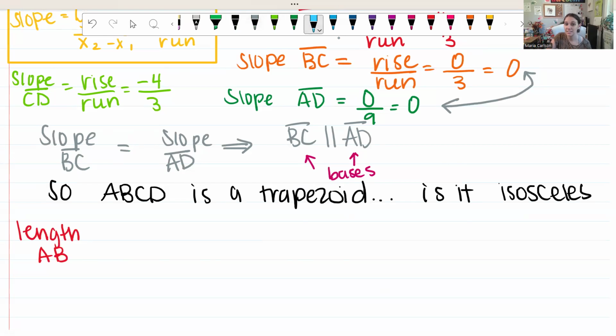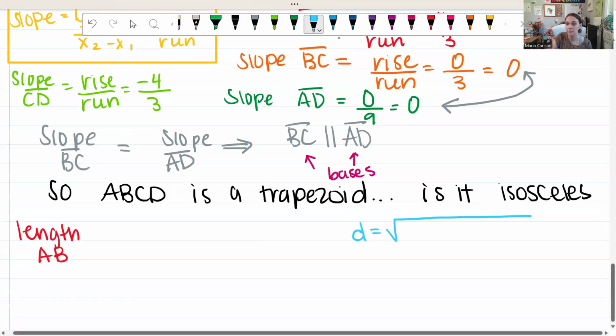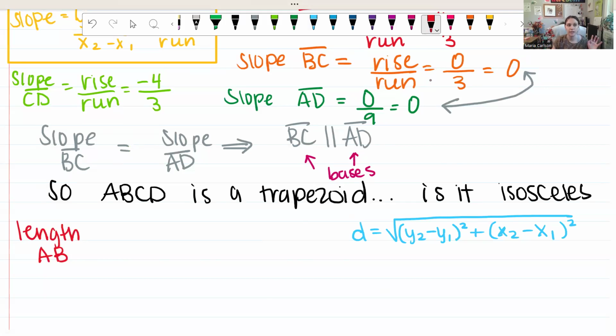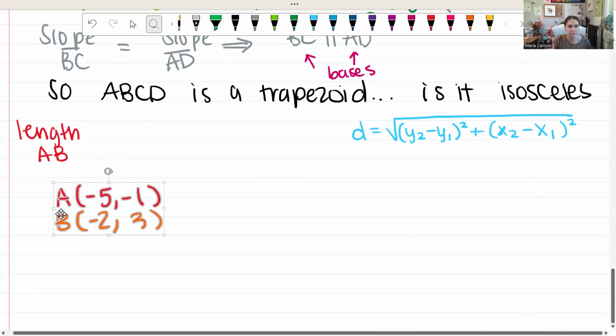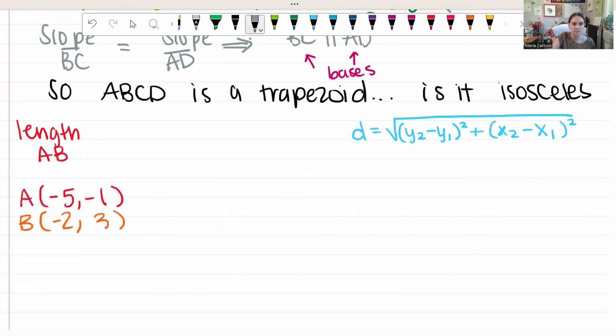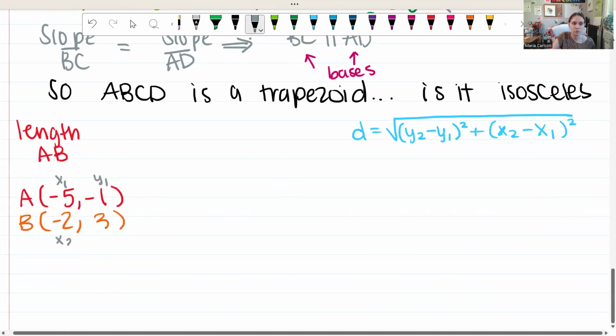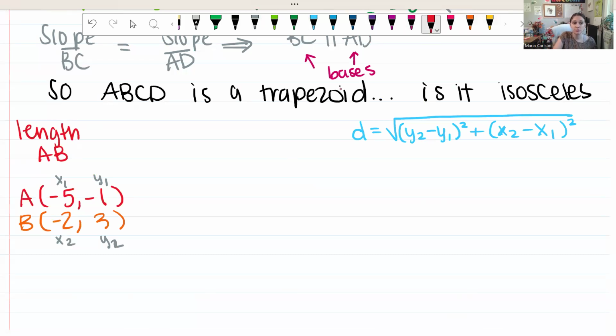Our distance is always the square root of your difference in y values, y2 minus y1 squared, plus your difference in x values, x2 minus x1 squared. And we already have our points, right? A is -5, -1, and B is -2, 3. So I'm going to grab those two points and put them down here so I can label them. A will be my x1, y1, and B will be my x2, y2. And now I can substitute these values into our formula.